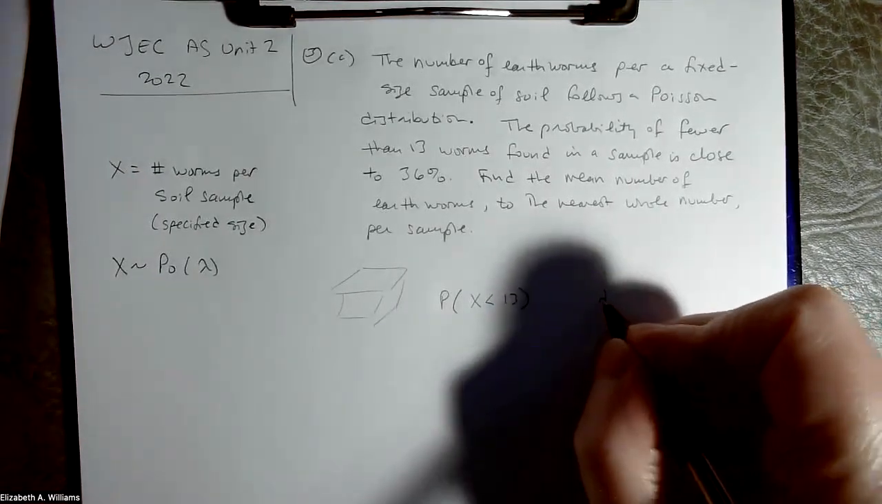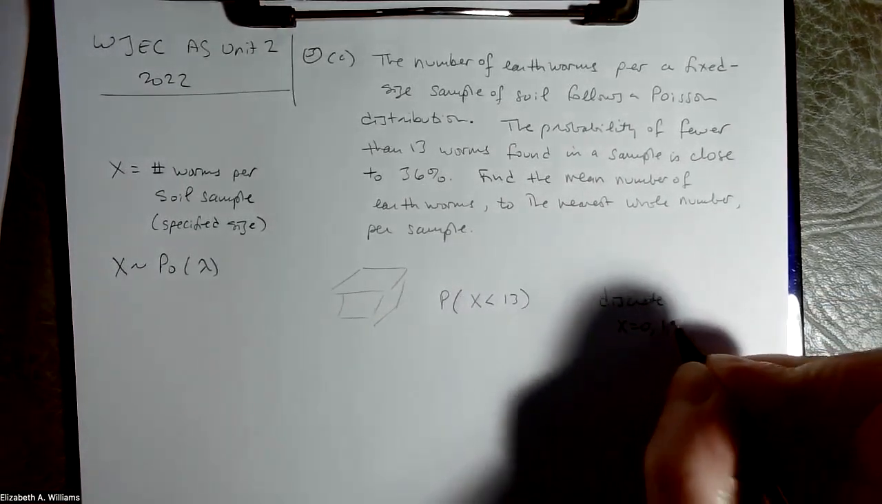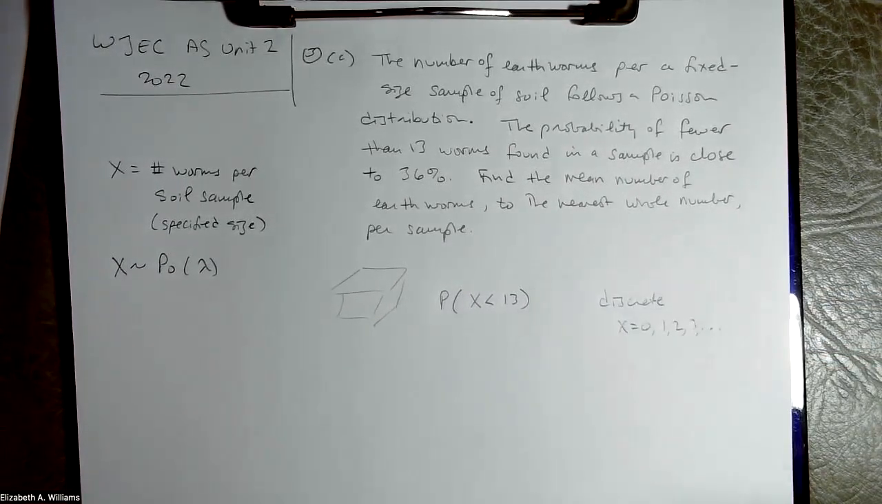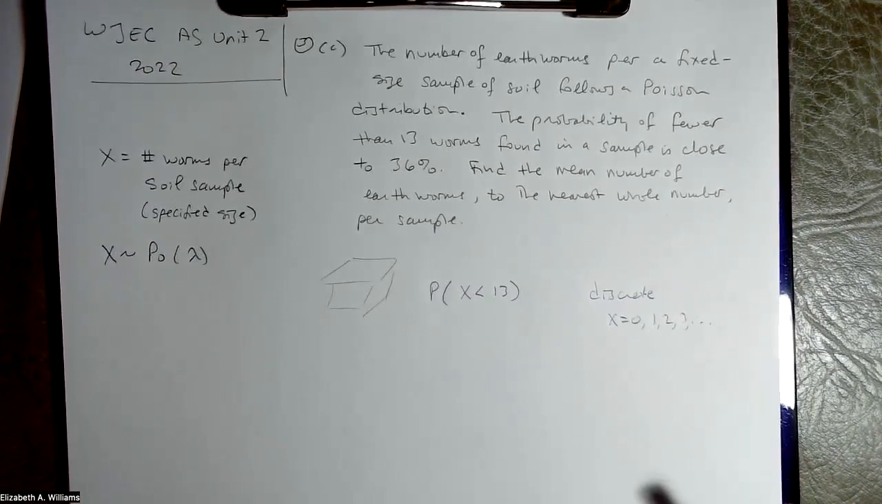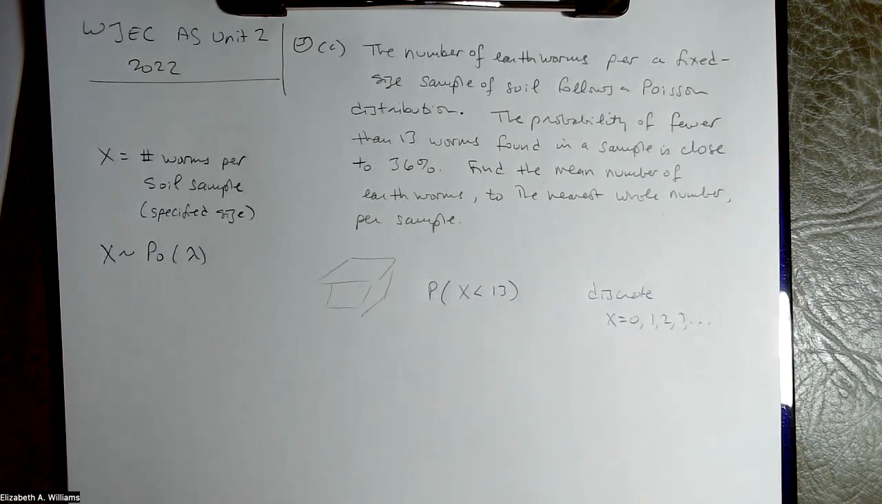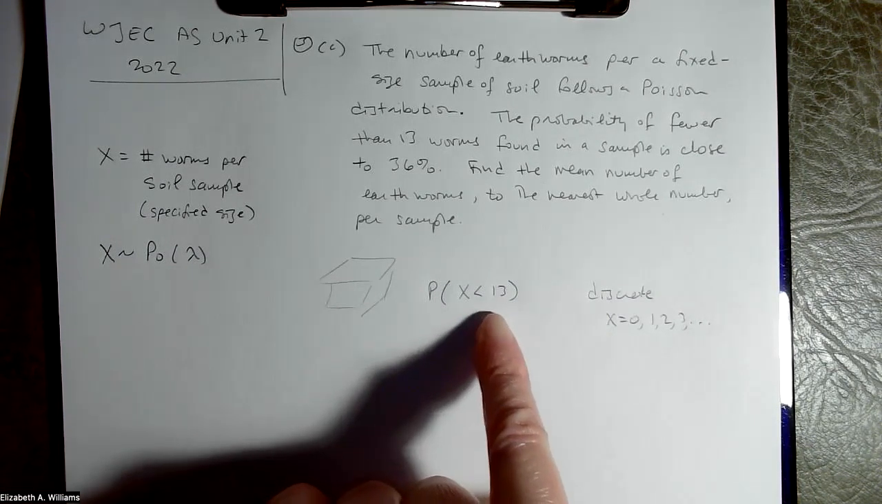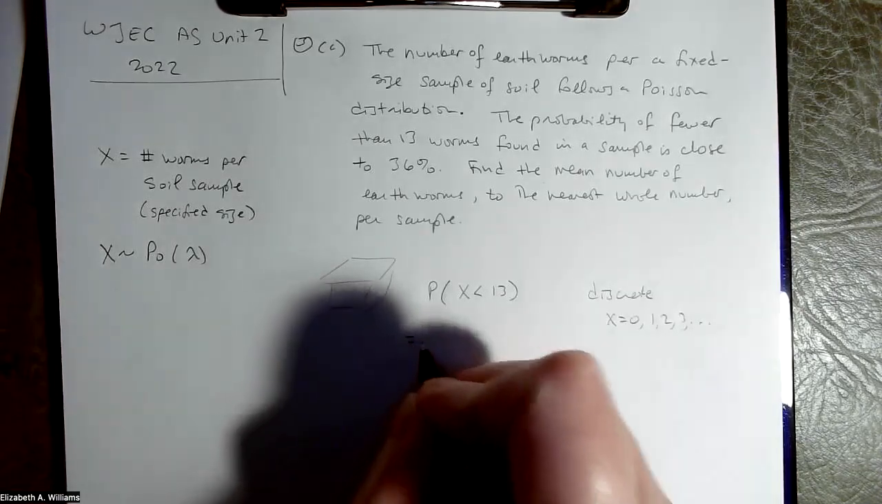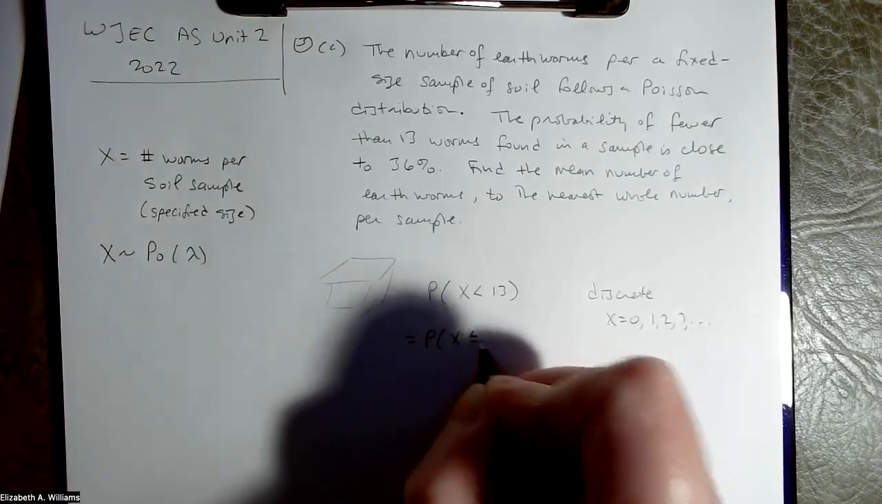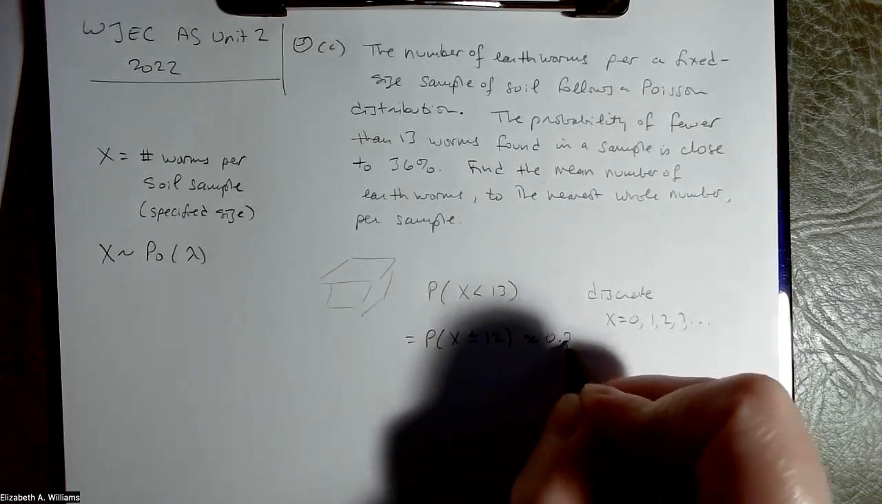And because Poisson is discrete, that is, X is whole numbers, I guess you could have half a worm. That's sad. I don't want to think about partial worms. So whole earthworms only, please. The probability of being less than 13 is the same thing as the probability of being less than or equal to 12. They want that to come out at about 36%.